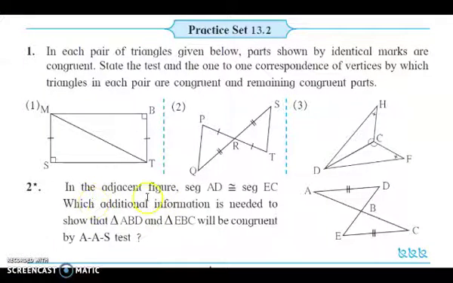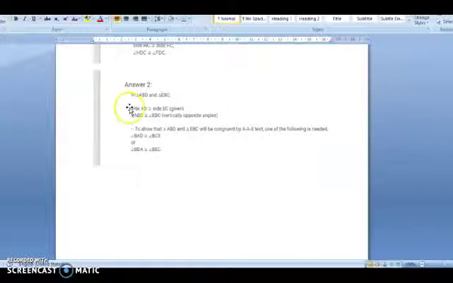Last question. In the adjacent figure, segment AD is congruent to segment EC. Which additional information is needed to show that triangle ABD is congruent to triangle EBC, so that it will be congruent by AAS test? So let us see the answer. These both triangles are congruent.